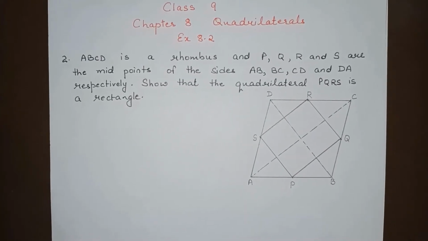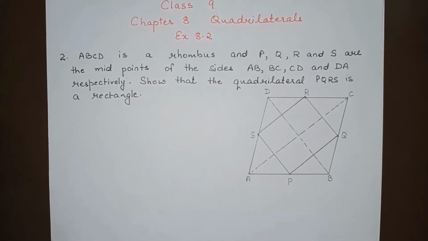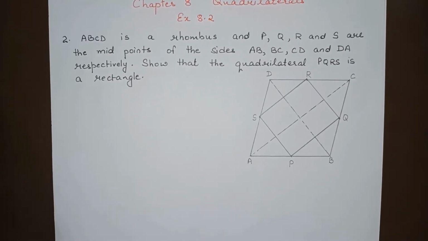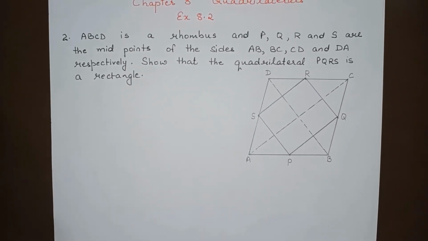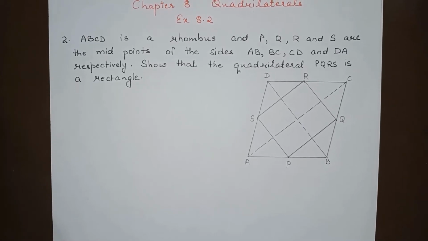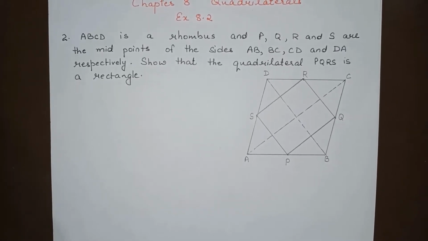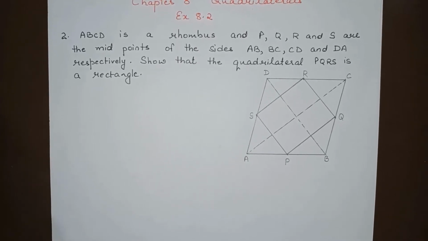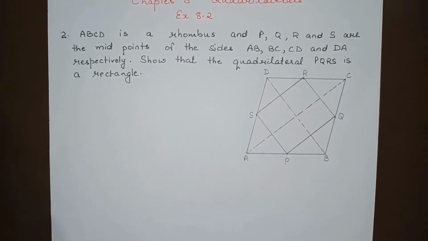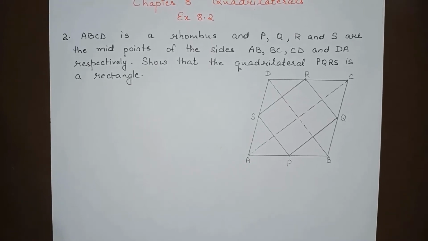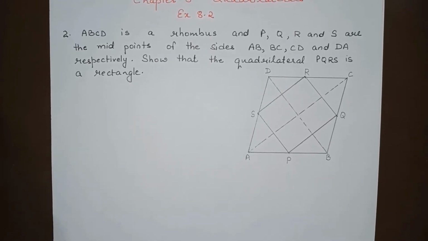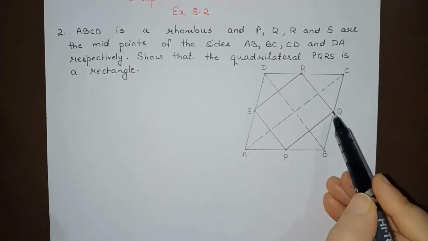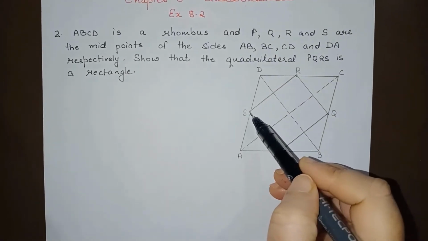Hello everyone, today we will do class 9th chapter 8th quadrilaterals exercise 8.2 question number 2. ABCD is a rhombus and P, Q, R and S are midpoints of sides AB, BC, CD and DA respectively. Show that the quadrilateral PQRS is a rectangle. So we have to prove that this quadrilateral PQRS is a rectangle.